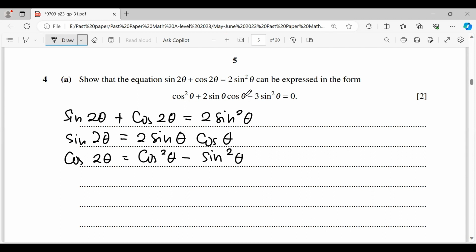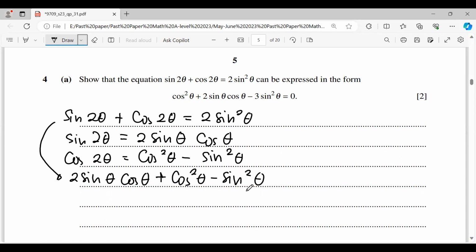So we are going to change this expression into this equation. Based on this trigonometric identity, this equation becomes sine 2 theta changed with 2 sine theta cosine theta, okay, plus cosine 2 theta changed with cosine squared theta minus sine squared theta, okay, equals 2 sine squared theta, okay.